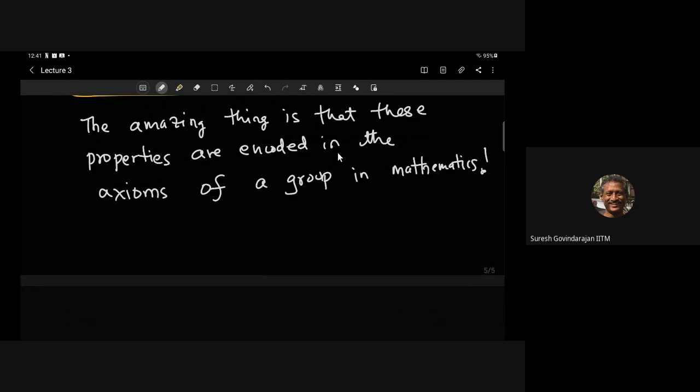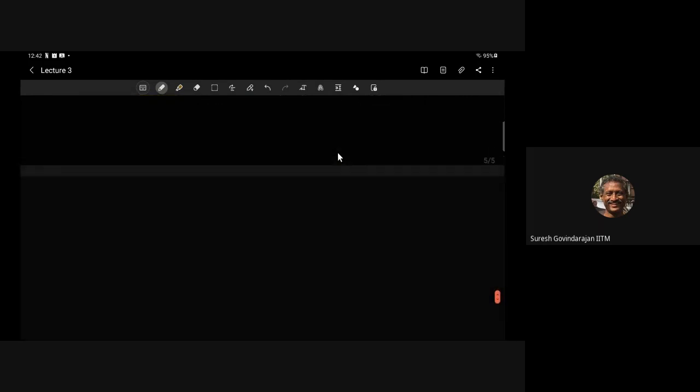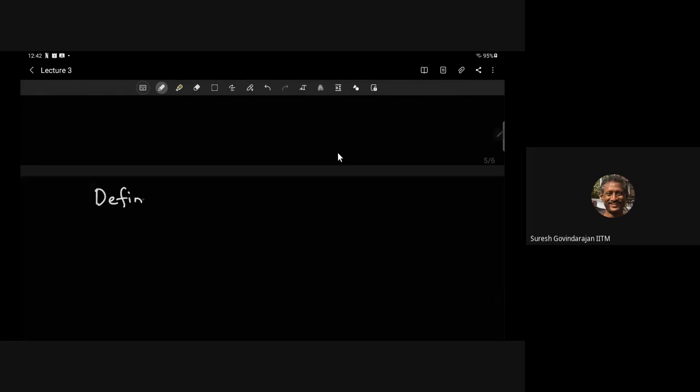And the biggest advantage of this is that mathematicians have some rigor, and they want to come up with a concise set of axioms which will define something, and we have seen all of them. So I'll give the definition. This is the mathematical definition of a group.